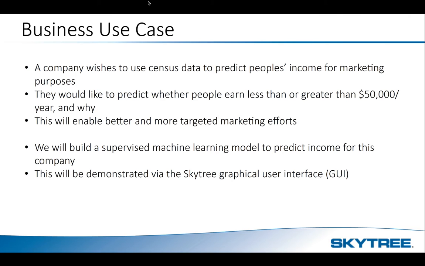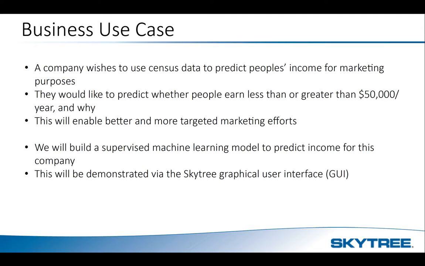Now that we have seen Skytree's differentiators, let's see our use case. In this business problem, a company wishes to use census data to predict people's income for marketing purposes. They would like to predict whether people earn less than or greater than $50,000 per year, and why. This will enable better and more targeted marketing efforts.